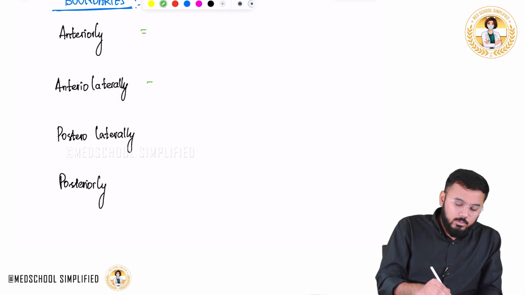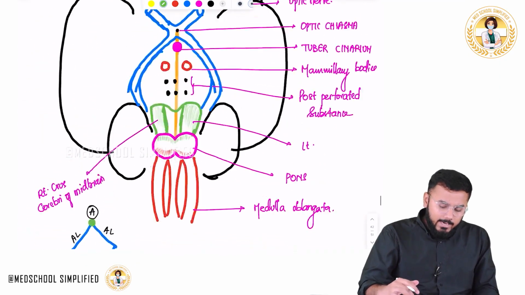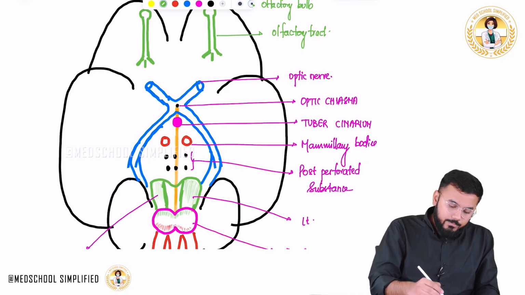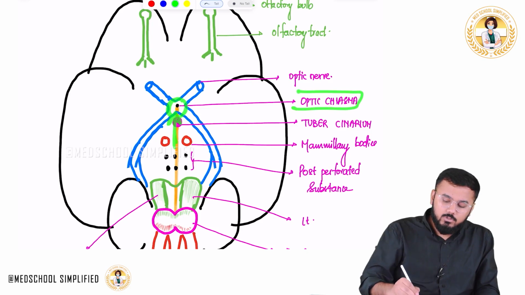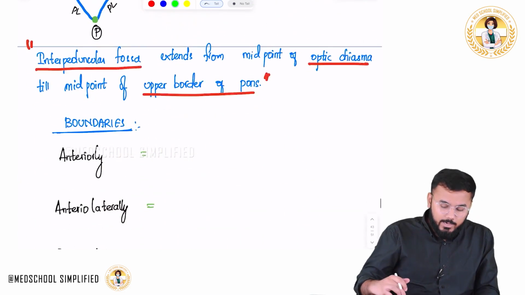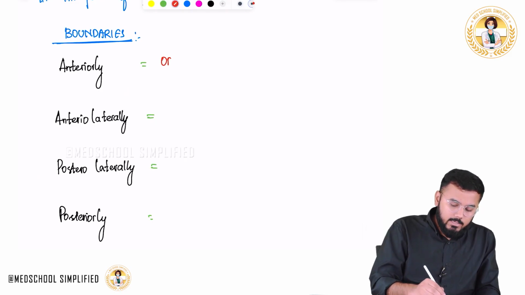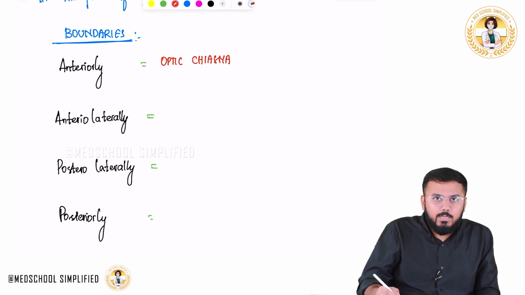Posteriorly what do you have? So what are the structures that are located anteriorly? Anteriorly in the sense, all of you look here, anteriorly in the sense on the top, yes or no? See, this is the anterior part. Now anteriorly on the top, what do you have? What is this? This is called as your optic chiasma, right? So can I write that anteriorly it is having optic chiasma? Anteriorly it is having optic chiasma.